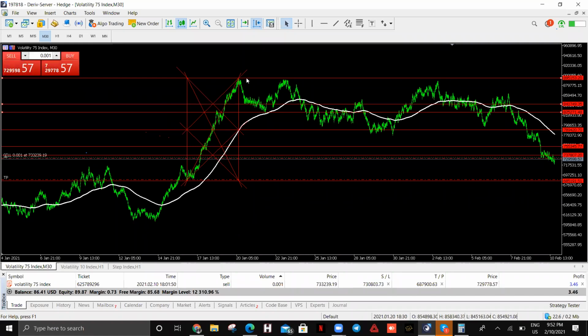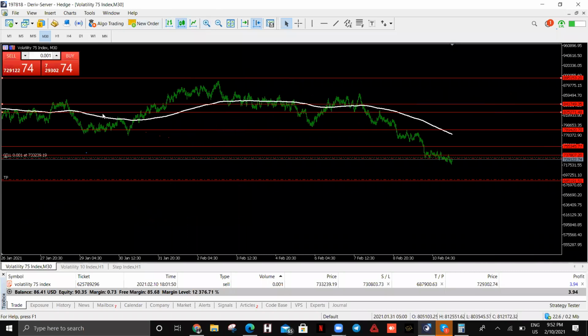So let's assume you took your sell here and your stop loss is above here. This is where your first take profit will be, which is this pivot level here. You might encounter some movement here, but you see this little movement.